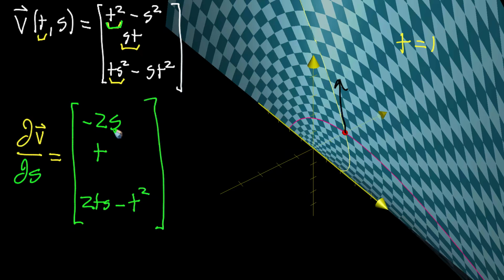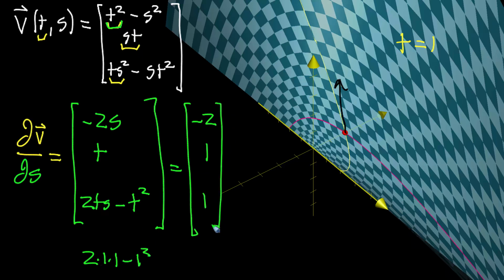And let's say we plug in the value (1, 1). This red dot corresponds to (1, 1). So s is equal to 1, so that's negative 2, and t is equal to 1, so that's 1. Then 2 times 1 times 1 minus 1 squared is going to correspond to 1, that's 2 minus 1.